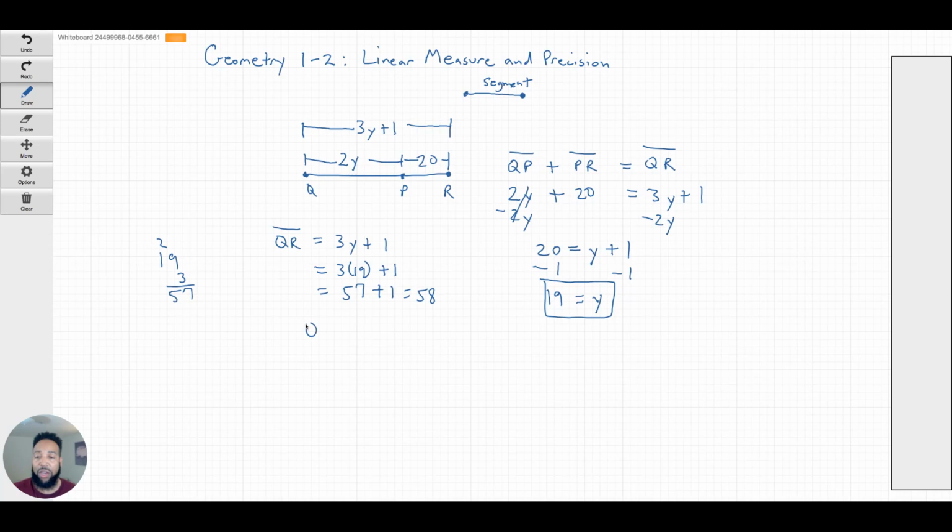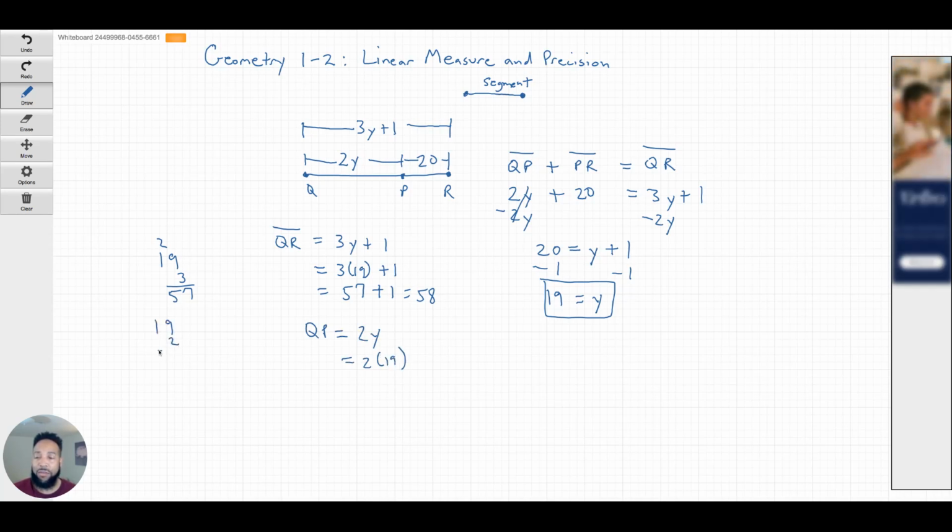We also see that QP is 2y, or in this instance, 2 times 19. Now you could either use a calculator or come off to the side. 2 times 19: 2 times 9 is 18, carry the 1. 2 times 1 is 2, plus 1 is 3, equals 38. So you see in this instance, you may need to go a step further if you're given a variable within the answer. Find the solution to the variable and then come up with your answer.